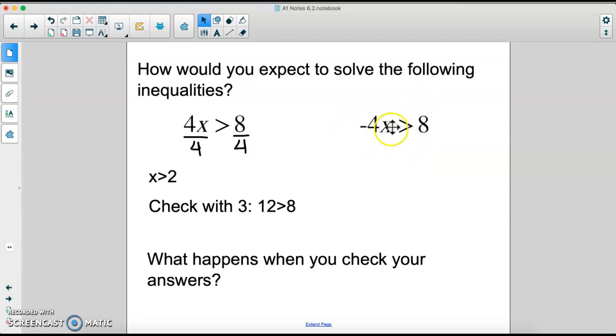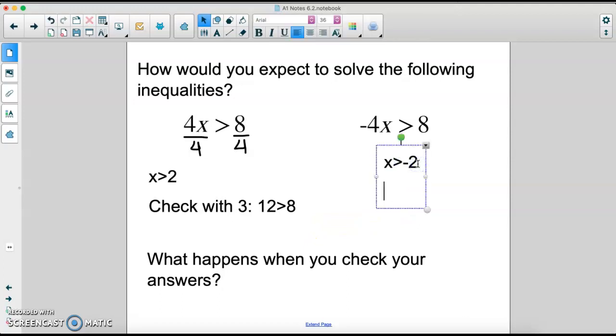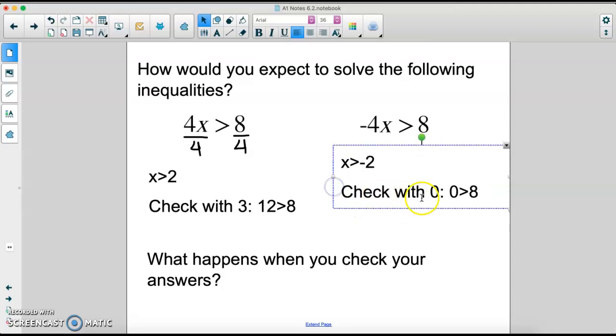However, when we do the same thing over here, we get x is greater than negative 2. And when we check with a value that's greater than negative 2, like 0, we end up getting 0 is greater than 8, which is not a true statement. So what we have to do in order to get a true statement is actually to flip the sign when we divide it by a negative 4. Because if I flip the sign and I check with a value like negative 3, negative 3 times negative 4 is 12, and 12 is greater than 8.